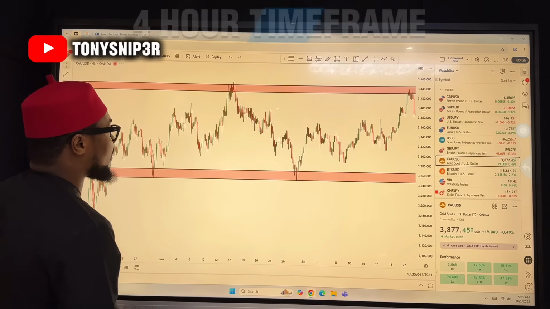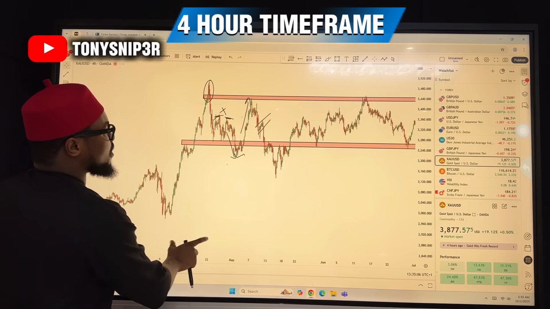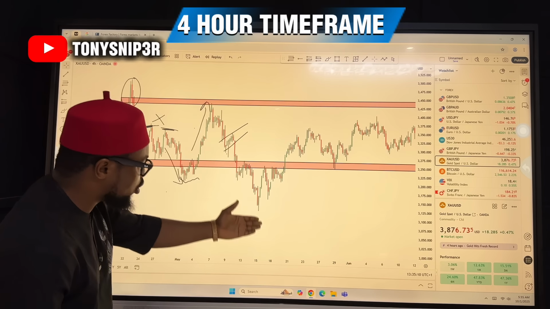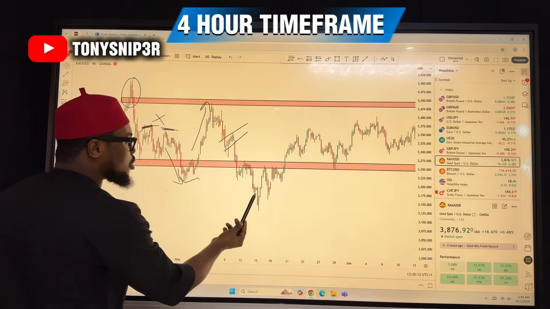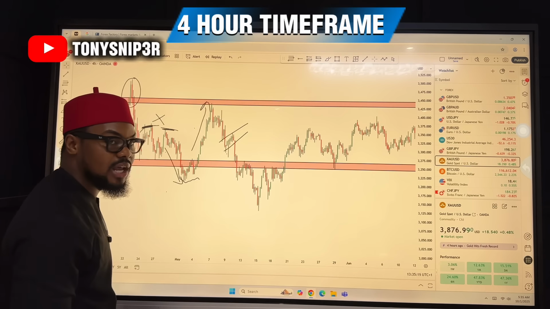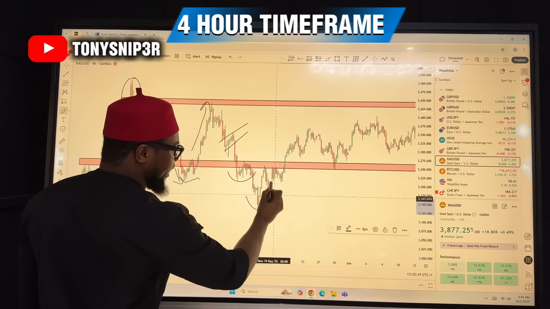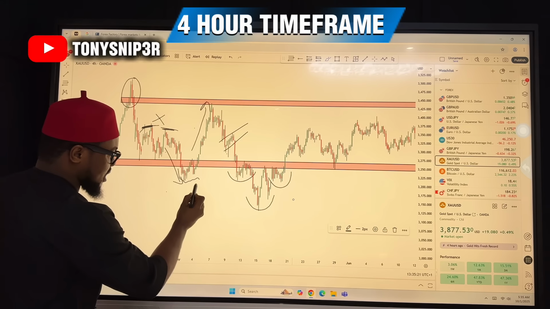Then we go back to our 4 hour time frame. Now we're back to our 4 hour time frame. Then the market what? The market broke below the support. Now the market is struggling to go back into the support key level. And what have you spotted? Inverse head and shoulder. 1, the head, and this. This is what it looks like.